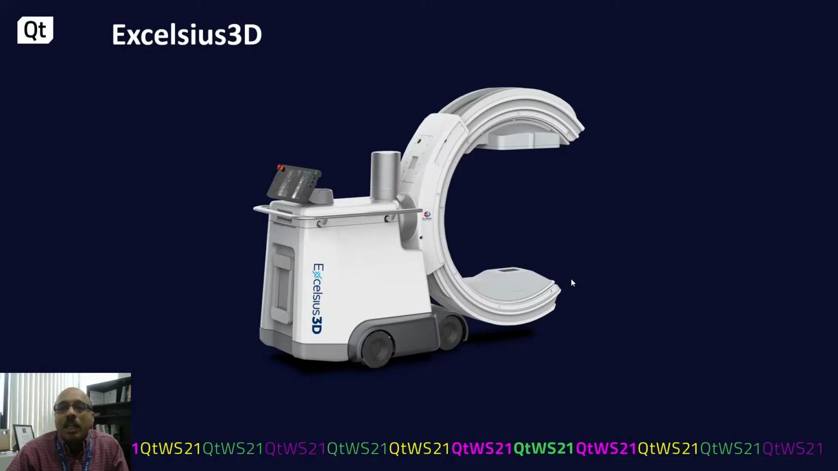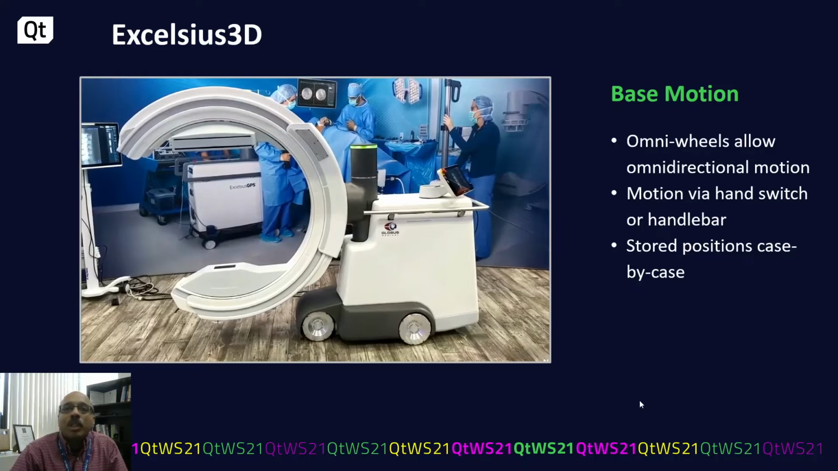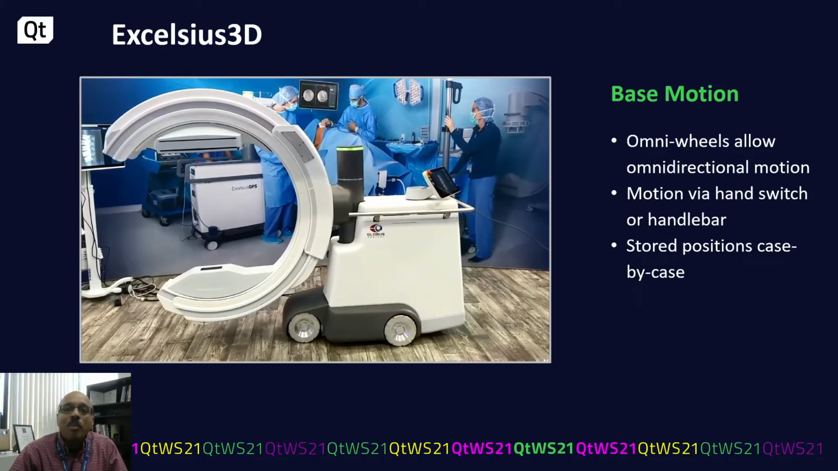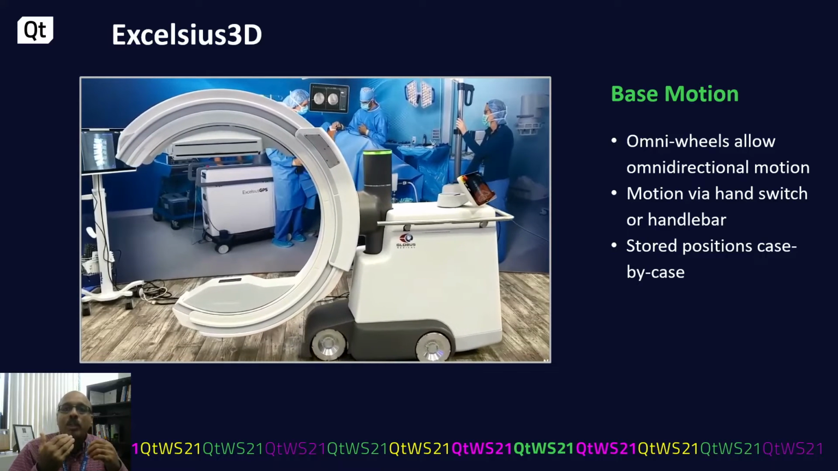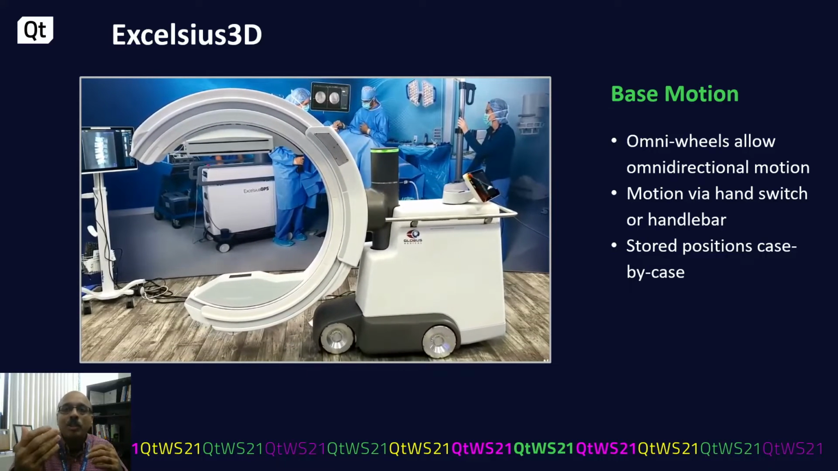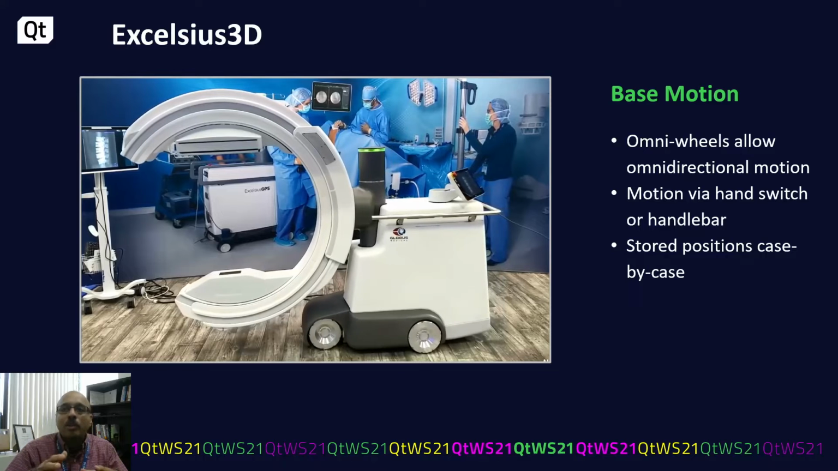So Excelsius 3D is the newest addition to our product portfolio. It's an imaging system, and we'll start with some of the features. So this is the base motion. As you can see, these wheels move not just back and forth, they are moving towards, on the left and right. So they just move towards the screen, away from screen.